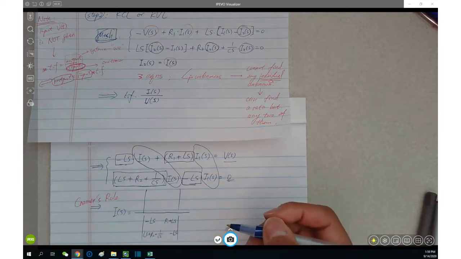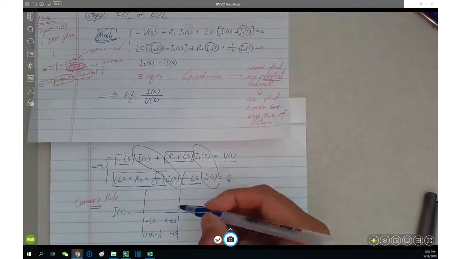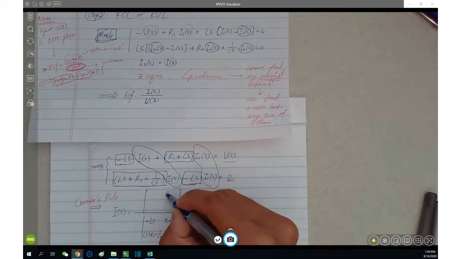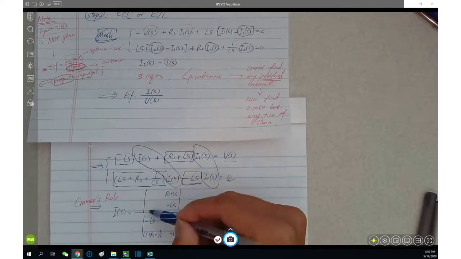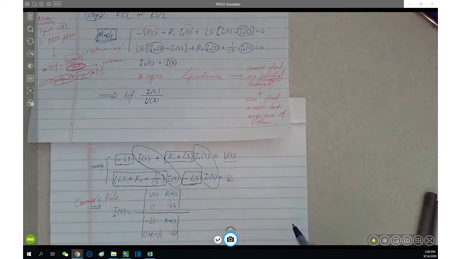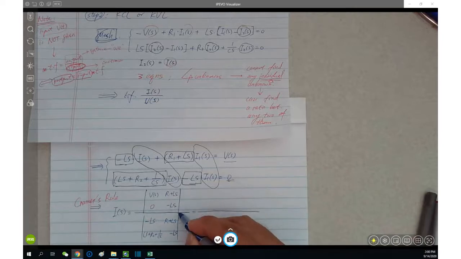The numerator is a matrix keeping the same second column here, and replacing the first column entries with the constants on the other side of the equal sign. And how to find the determinant of a 2 by 2 matrix?